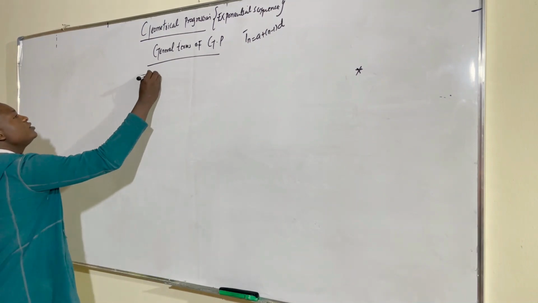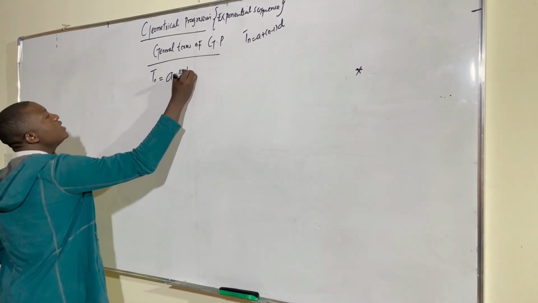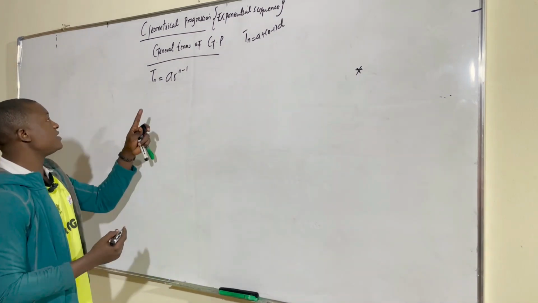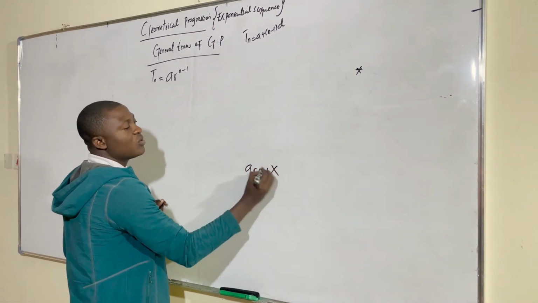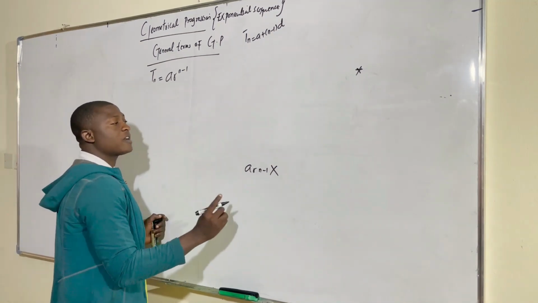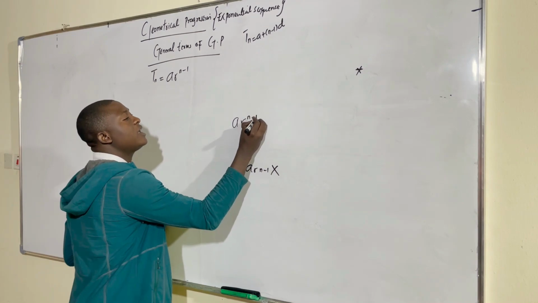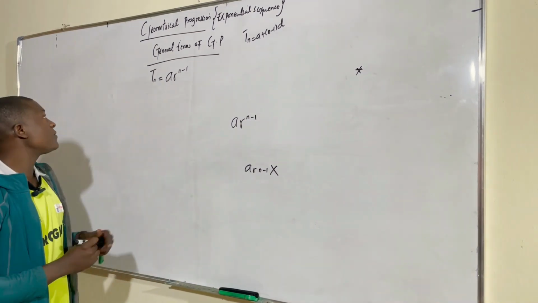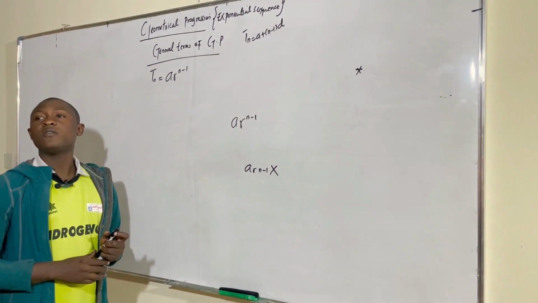So the general term of the GP is given as Tn equals ar^(n minus 1). Please take note of this. It's not ar times (n minus 1). What we are seeing is an exponent: it is ar raised to the power of n minus 1. This formula we call the general term of a GP.